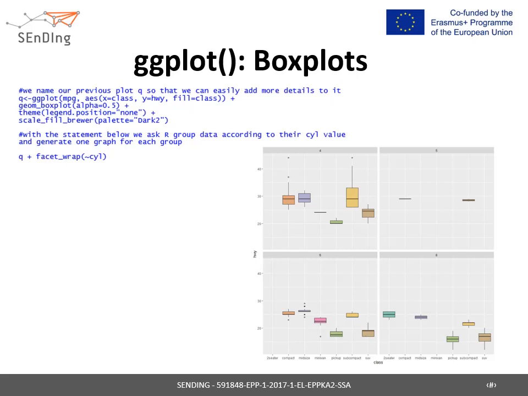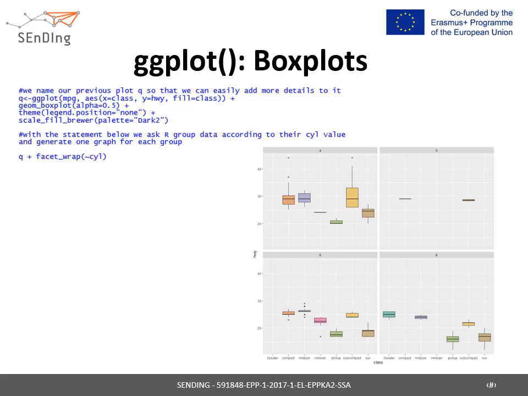Let's see, for example, how we can extend the previous statement to produce multiple box plots, one for each style value in our dataset, i.e. number of cylinders. As you can see, we first assign our initially generated plot a name, let's say q, so that we can use this name and add to it additional layers, meaning customization. Then, call the name of the plot and use plus to add to it a call to the facet_wrap function. This function takes as input the cylinder column and generates for each group of data points with the same cylinder value a separate plot.